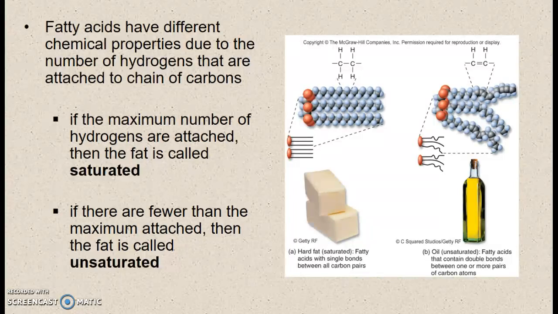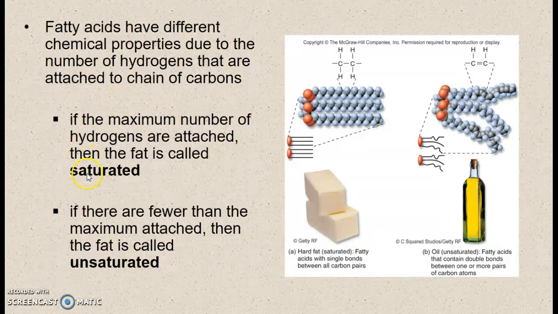And so in the fatty acid chains in saturated fats, all of the bonds between the carbon atoms in the chain are single bonds. So you have the maximum number of hydrogens, each carbon attached to 2 hydrogens. Because of that, the fatty acid chains are very straight, and that allows them to pack together really tightly. And so they would be hard or solid at room temperature because they can pack together really tightly.